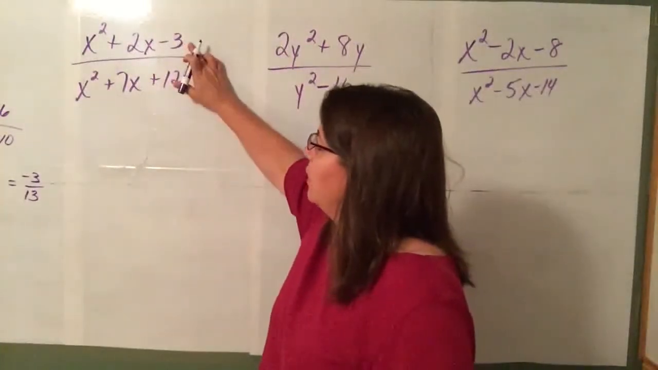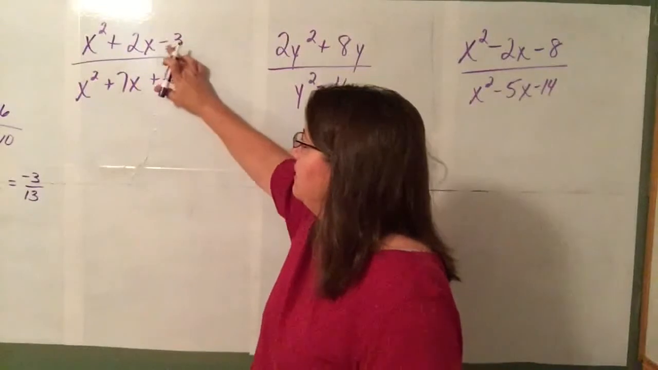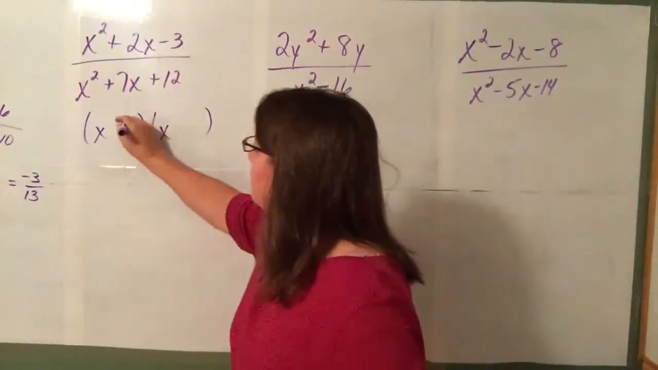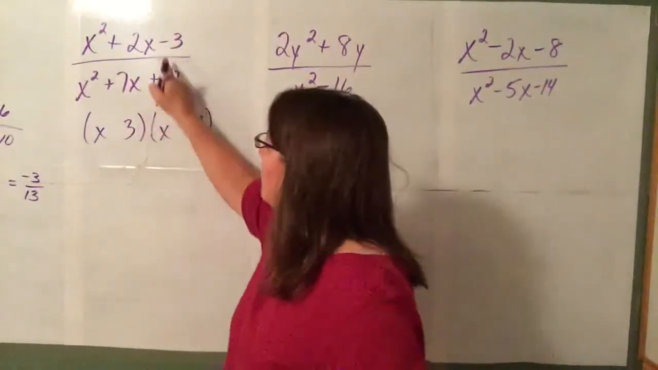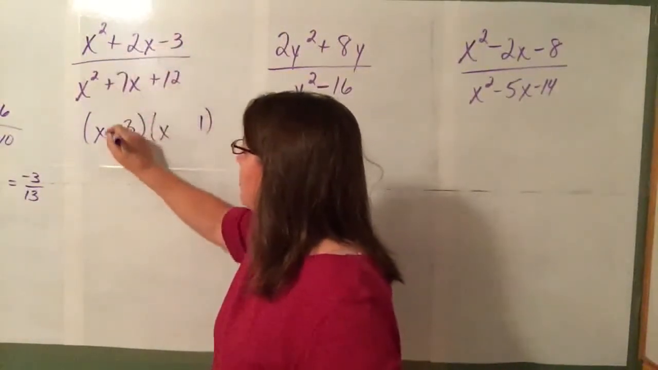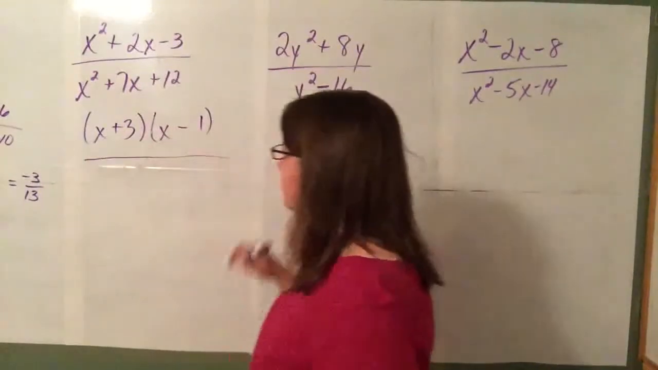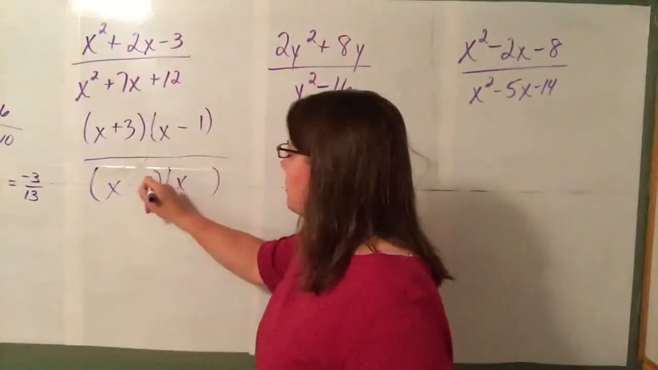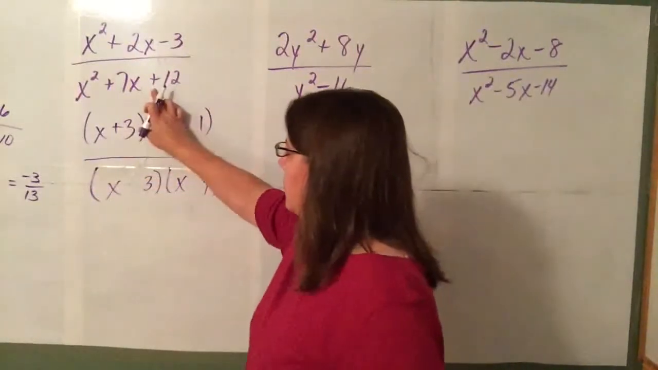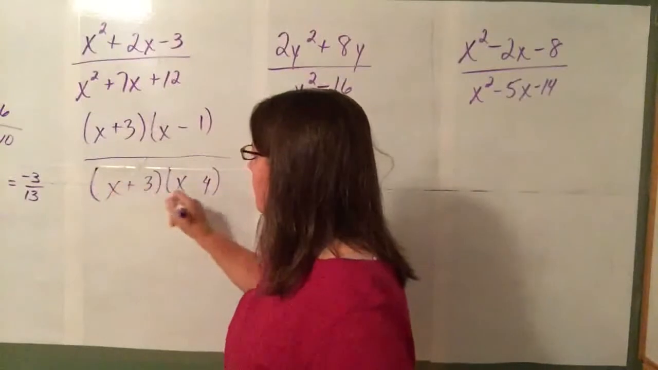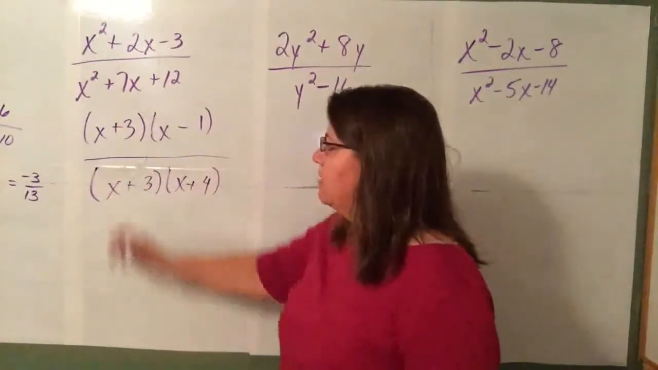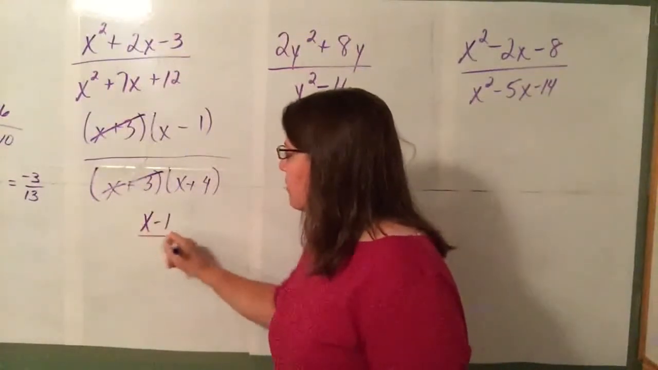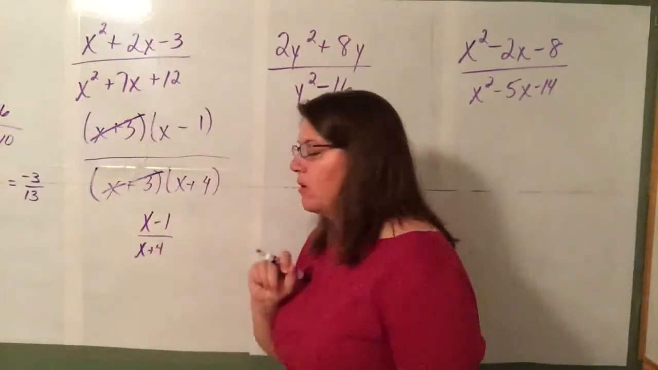The top here, x squared plus 2x minus 3: factors of 3 that subtract to give me 2. That would be 3 and 1. The signs are different. The plus goes with the big number, so it goes with 3. Factors of 12 that add to give me 7 would be 3 and 4. They're both the same sign and they're both pluses. I'm going to cancel the common factor they have, the x plus 3, and my answer is x minus 1 over x plus 4. That's all I can do.